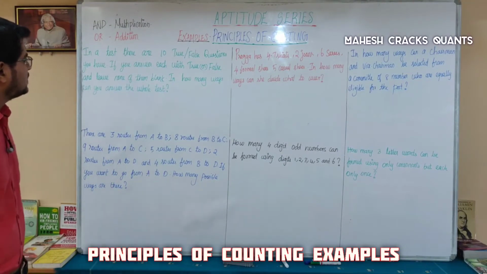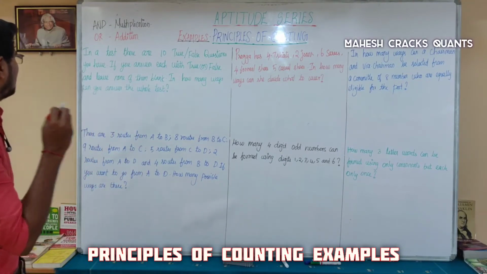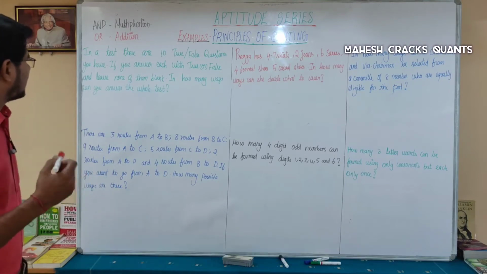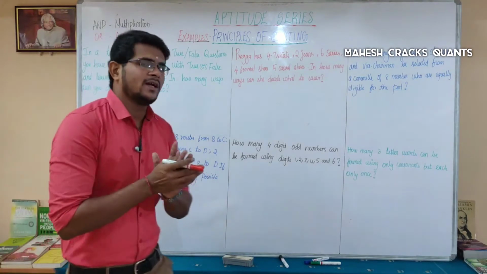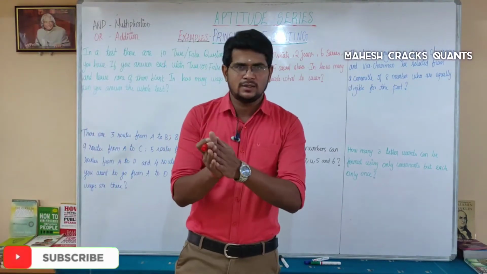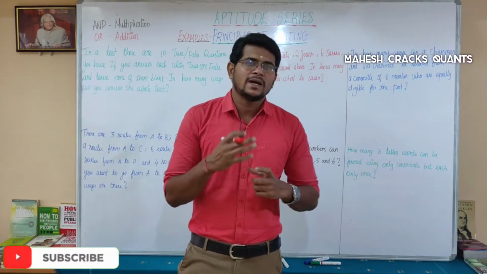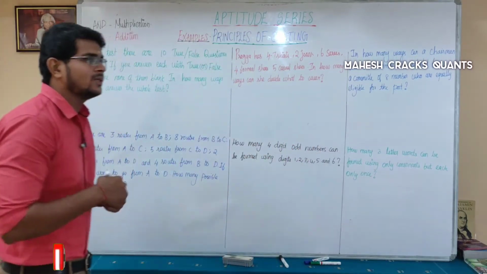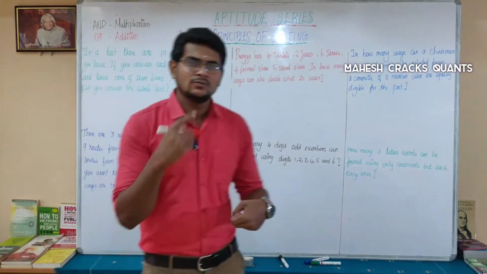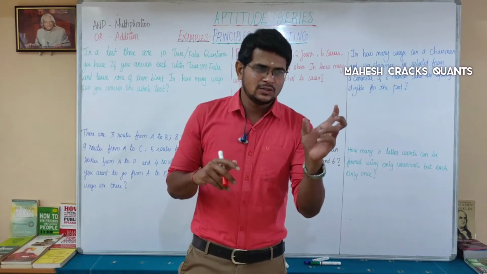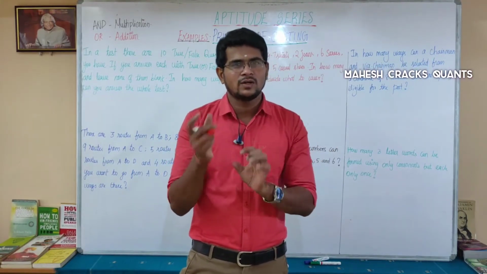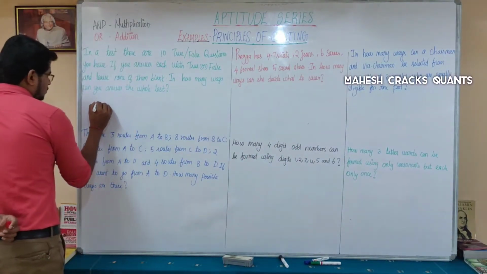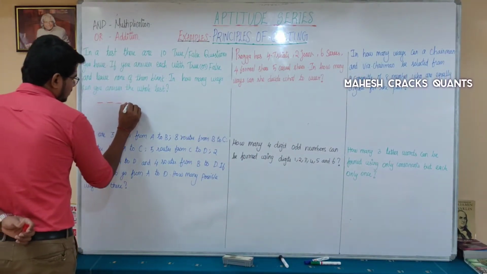If you answer each with true or false and leave none of them blank, in how many ways can you answer the whole test? So there are 10 questions in a test. Each question can be answered with either true or false. How many choices do you have for one question? Either true or false, which means 2 choices for each question.